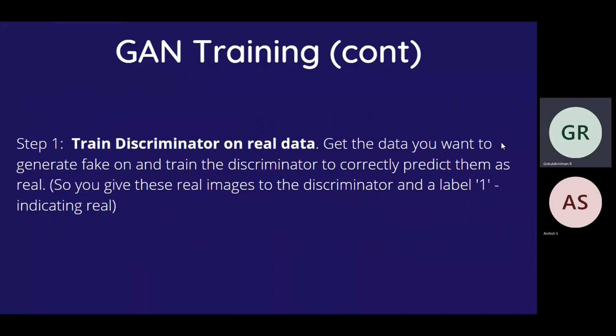Now, step one is training the discriminator on real data. Initially, you have access to real data. This is a supervised learning phase. So you give a real image and tell the neural network that this is real. You give labeled data: the image is labeled as one. So the discriminator learns the features of what makes an image real during this phase.